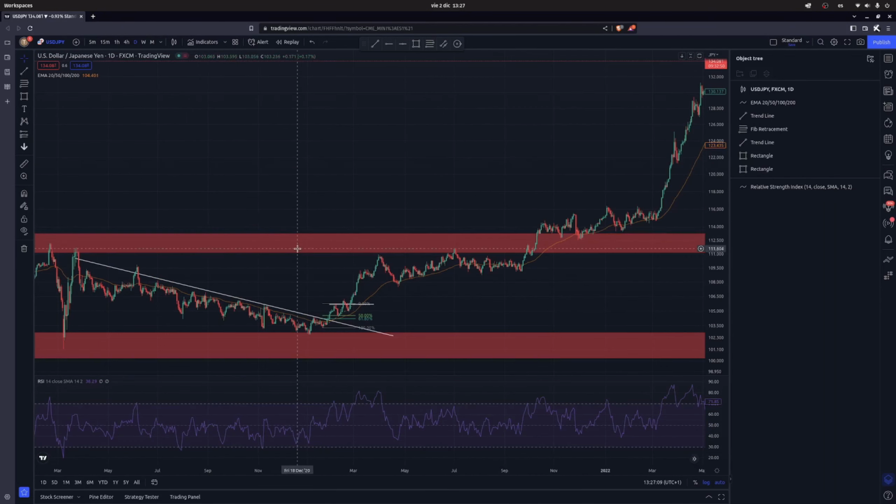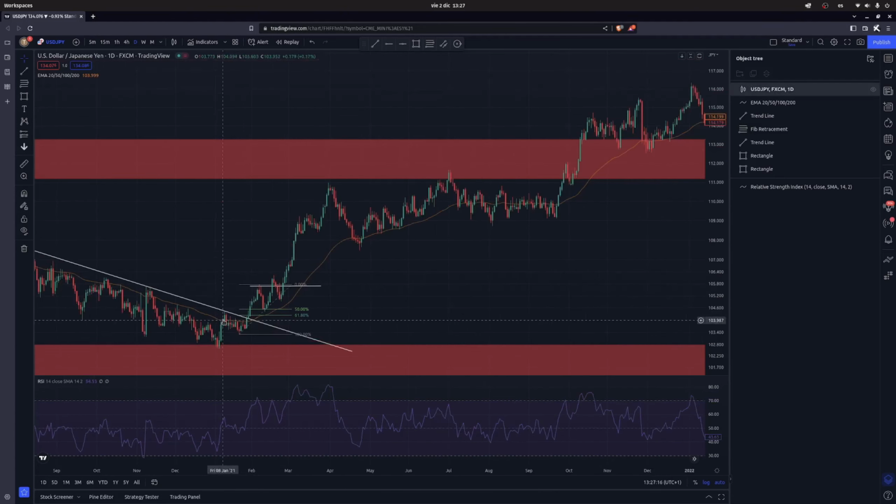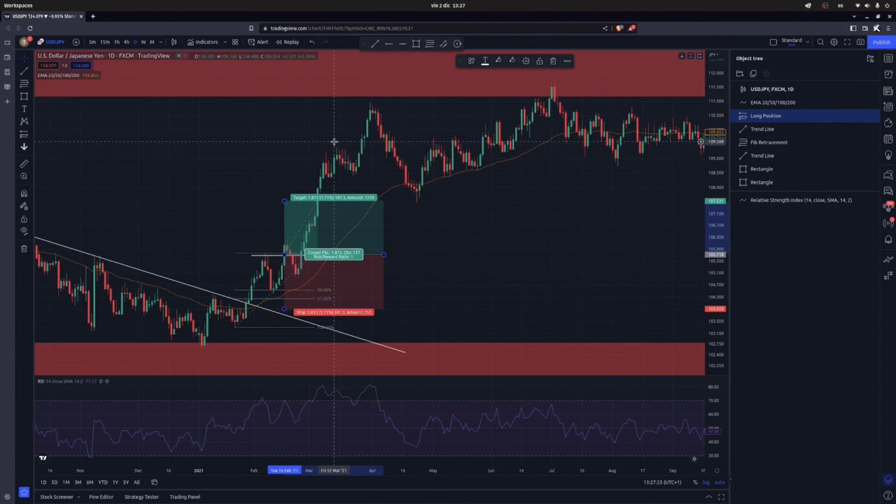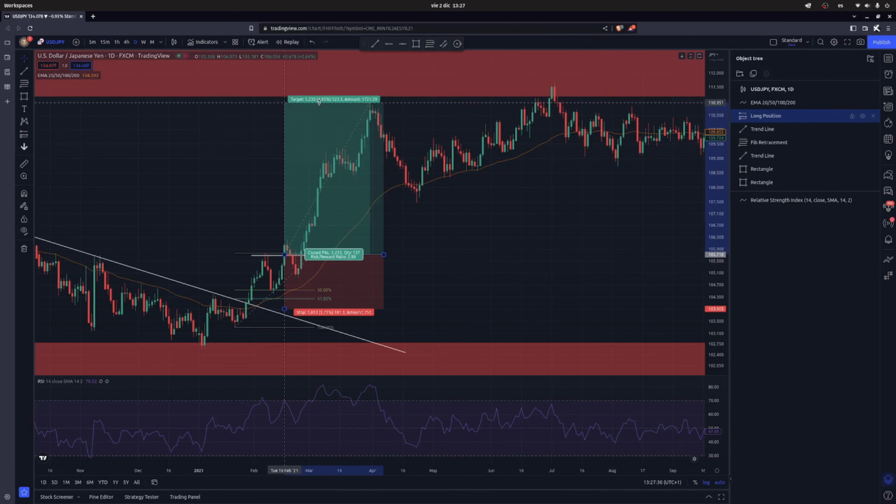Because if we would have entered here at this level and would have used this area as a profit target, and would have placed the stop loss, well, maybe just below the 50 EMA and this 61.8 value area, so I think that would have been a great trade.